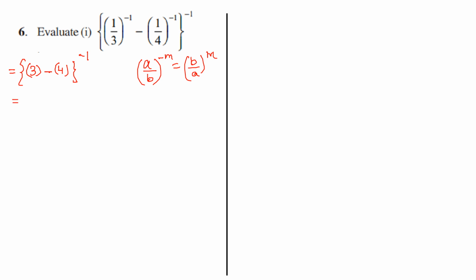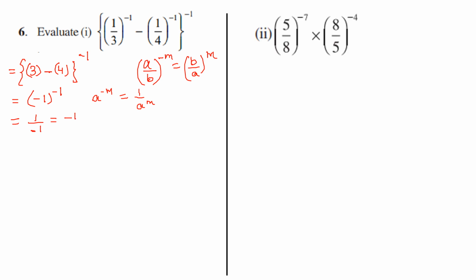Now 3 minus 4 is minus 1. So minus 1 whole to the power minus 1. So I can write a to the power minus m equal to 1 by a to the power m. So I will write it as 1 by minus 1. Okay, and 1 by minus 1 is minus 1 only. So now moving to the next part.